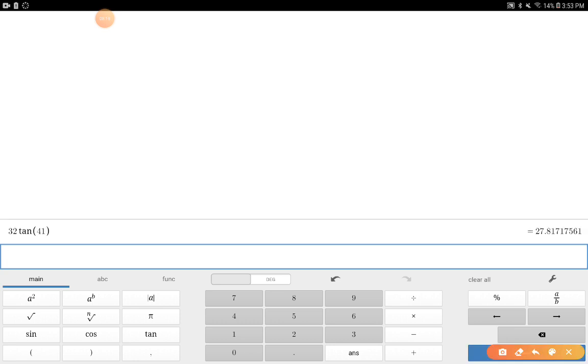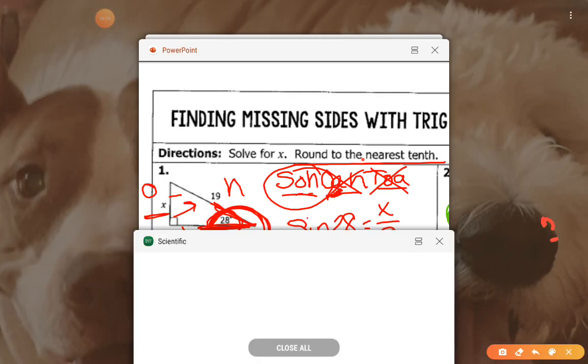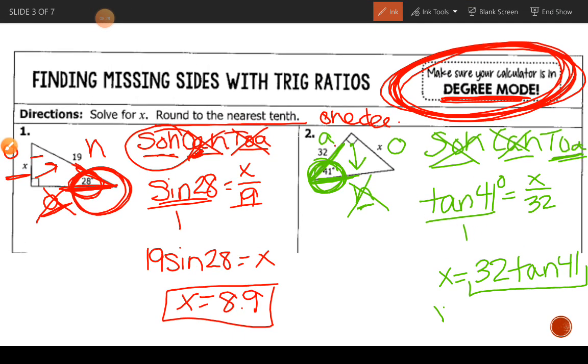Okay. Now remember, we're going to one decimal place, so that 1 is telling the 8 to stay. So our answer is going to be 27.8. So x is equal to 27.8. Okay.